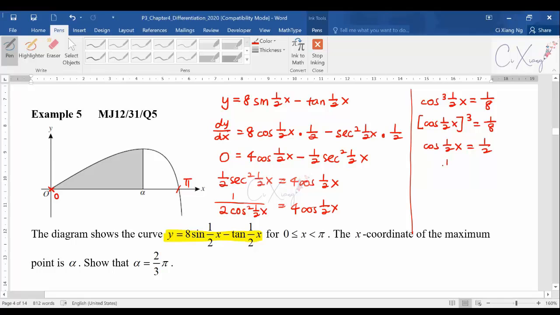Okay? Alright, so to get half x, to get the x, you need to take cos inverse. So what is the basic angle for cos inverse half? Okay, so the basic angle for cos inverse half should be 60 degrees. So 60 degrees should be pi over 3. And therefore, your x is 2 pi over 3, okay, which is your alpha.